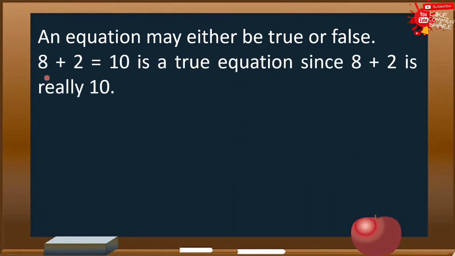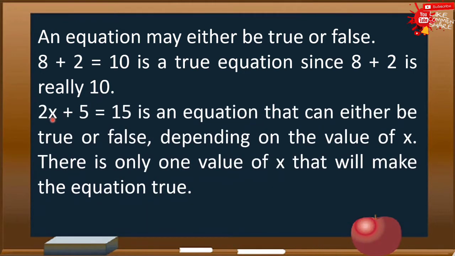For example, we have here 8 plus 2 equals 10. It is a true equation since 8 plus 2 is really equal to 10. Now, if we have 2x plus 5 equals 15, this is an equation that can either be true or false, depending on the value of x. There is only one value of x that will make the equation true.